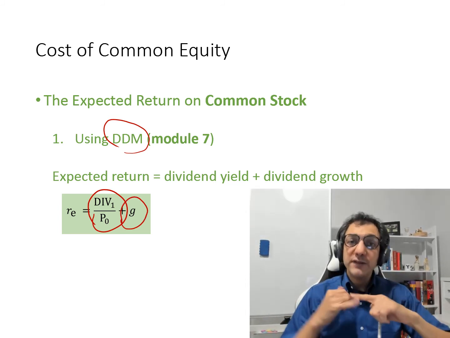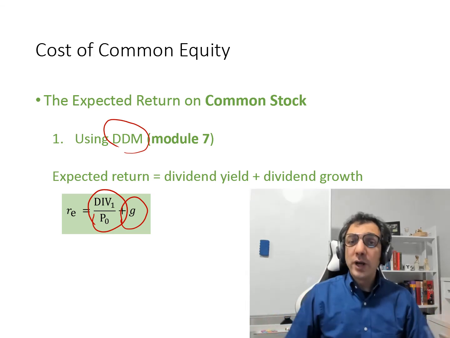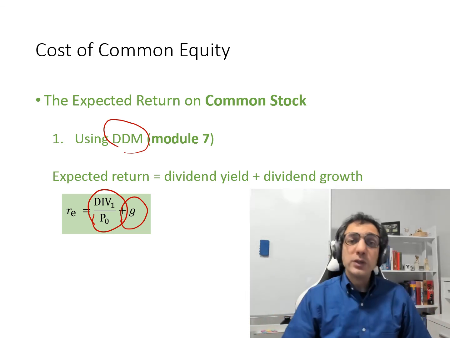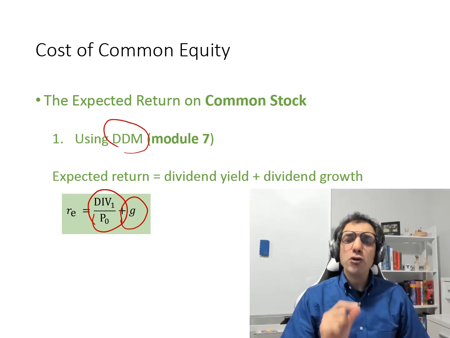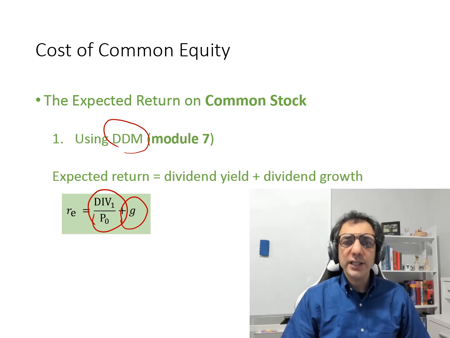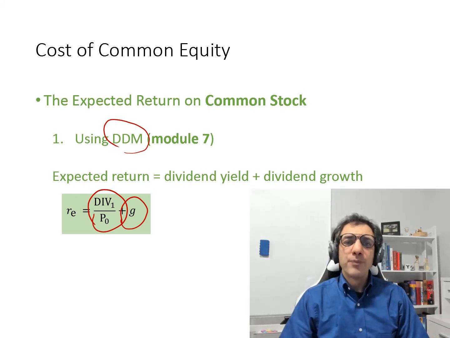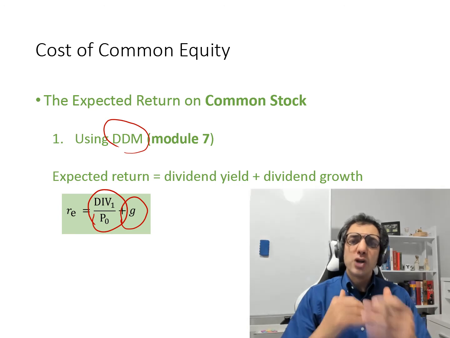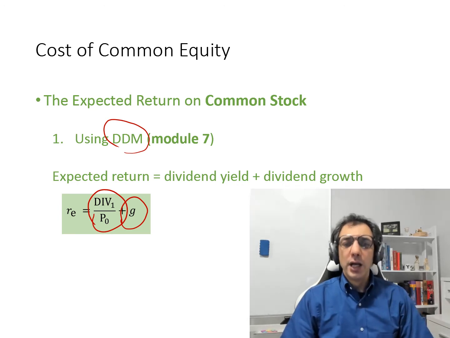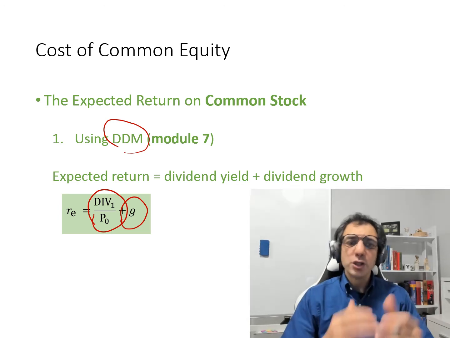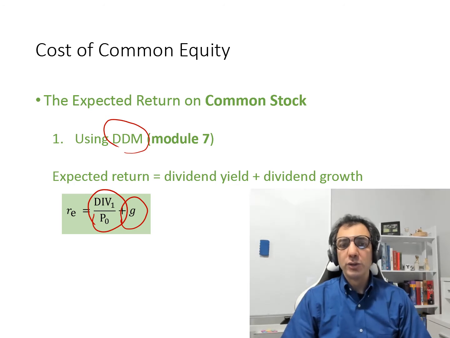So if I know my dividend 1 year from now, if I know my current stock price, and if I know the dividend growth rate, I can calculate the cost of equity. If you need more information regarding DDM, I highly encourage you to go back to Module 7 and watch the formula, which I explained fully regarding the components. By doing this, you can calculate the cost of common equity.